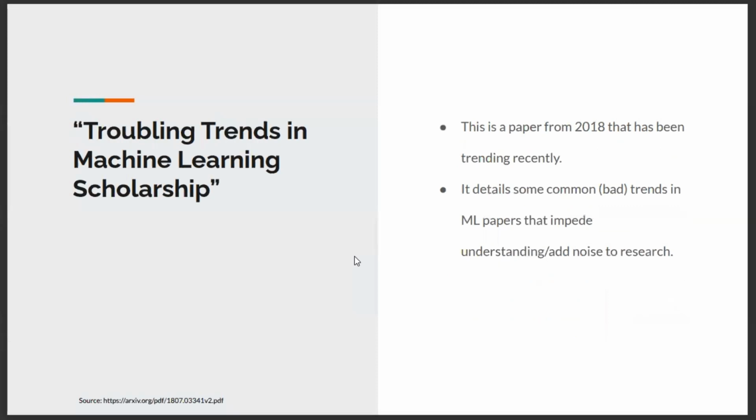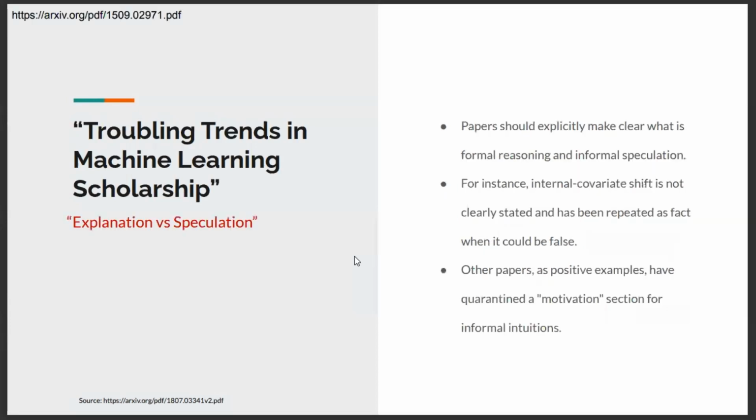So now we walk into a paper released in 2018, but it has been recently trending, "Troubling Trends in Machine Learning Scholarship." It shows some of the bad ideas that were seen in most machine learning papers. So one thing is the discussion between explanation and speculation. This is more apparent in the discussion about Adam. Internal covariate shift is something that does not have a theoretical explanation, but there are signs that show that this might be something happening in our setting, and this is what the paper about Adam reported.